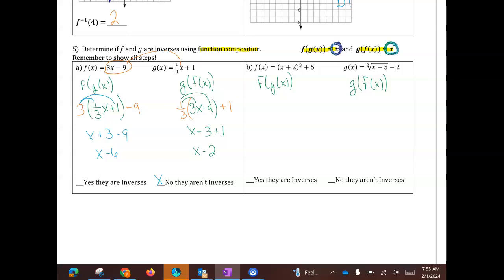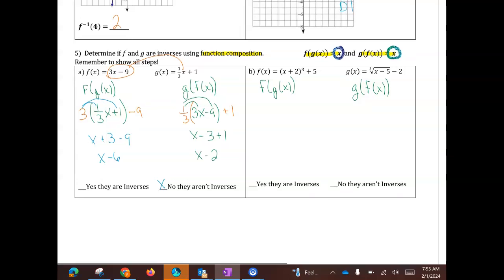So here we go. Let's take G and put it into F. All right, so I'm going to have the parentheses. In for x will go all of this. So I'll put a cubed root x minus 5 minus 2. So that all went in for x, this x right here. Then I'll still have the +2 with the cubed and the +5.